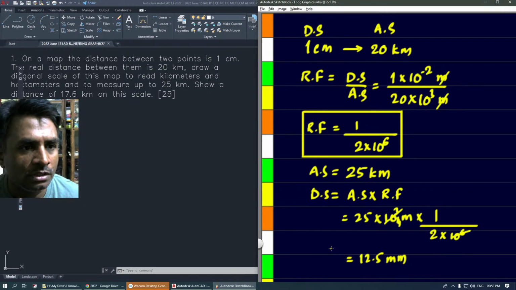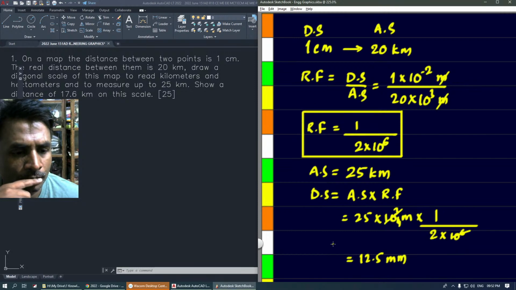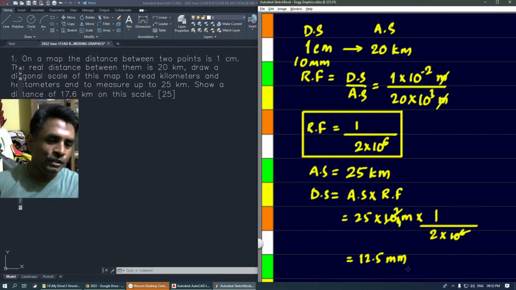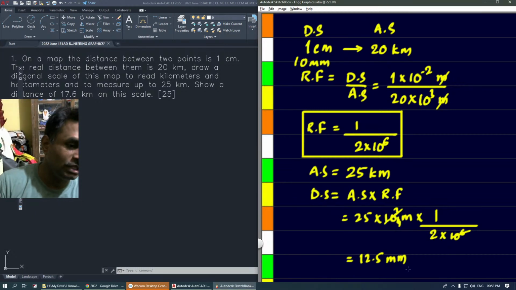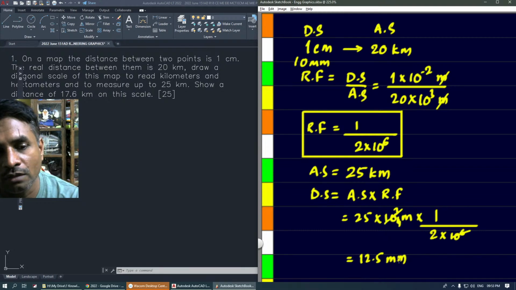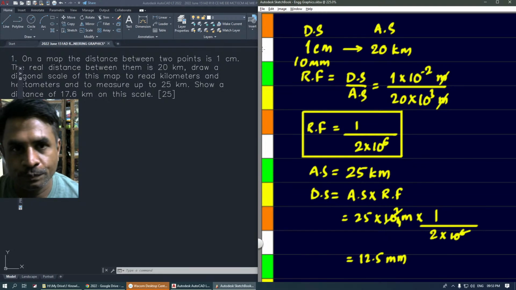1 centimeter is representing 20 kilometers. You're supposed to draw maximum space for 25 kilometers. So that's just going to be a little more than 1 centimeter, which is exactly what we got. So here it's actually in mm. Fine. So 10 mm is the length for 20 kilometers, and we will have to actually draw 12.5 mm to represent a total length of 25 kilometers.